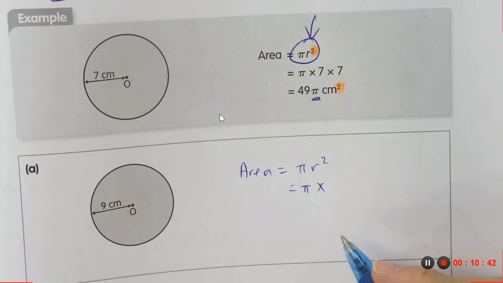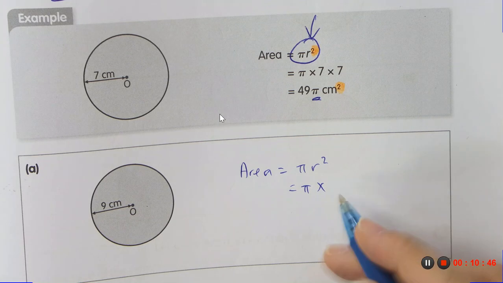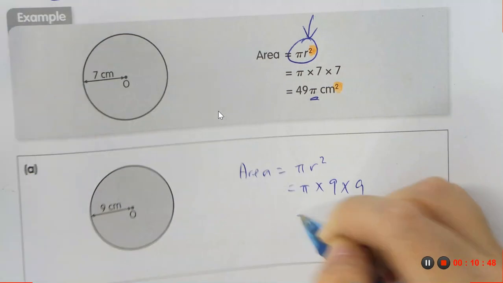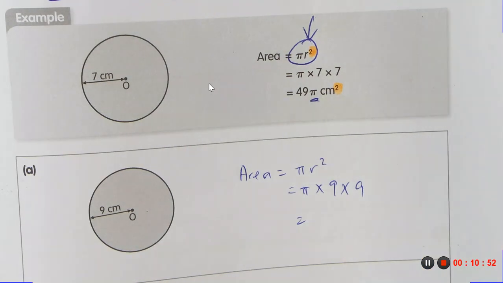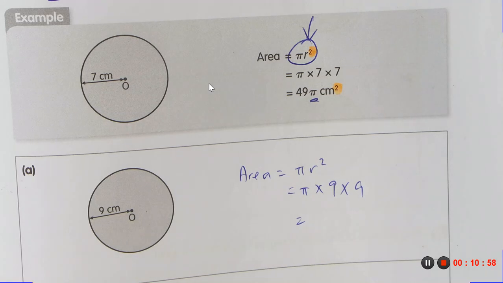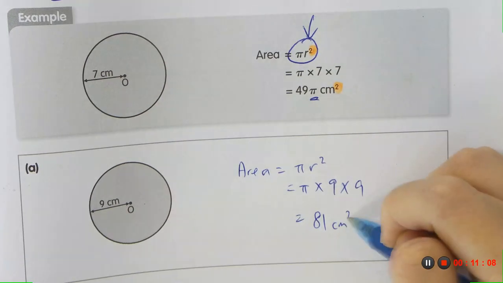Yeah, pi r square, so what's the answer? Pi times 9 times 9 equals 81 pi cm squared. That's right, thank you. Okay, 81 pi square centimeter.